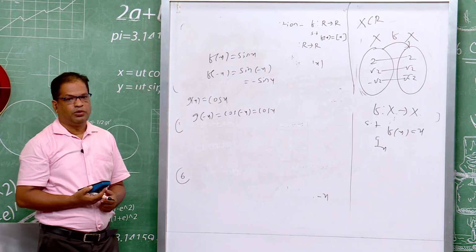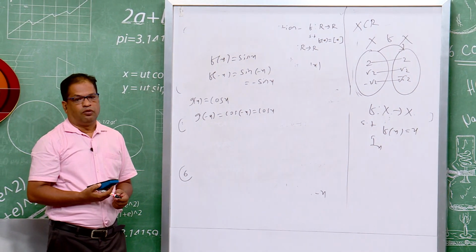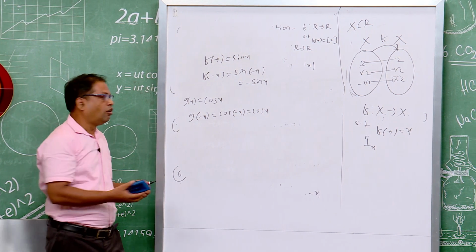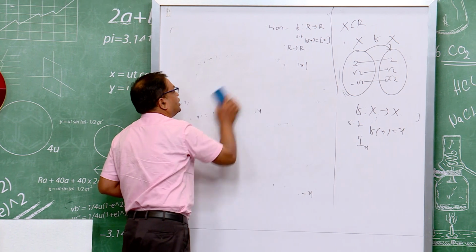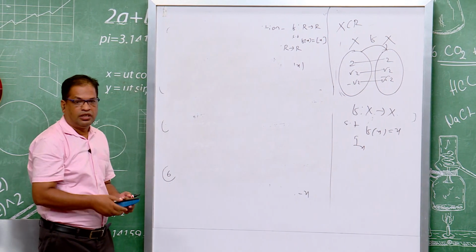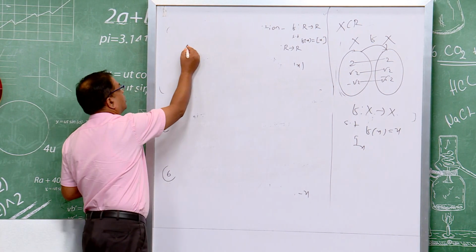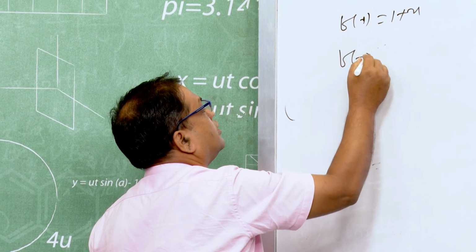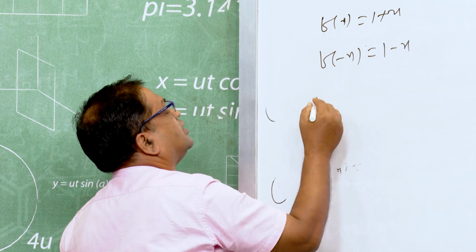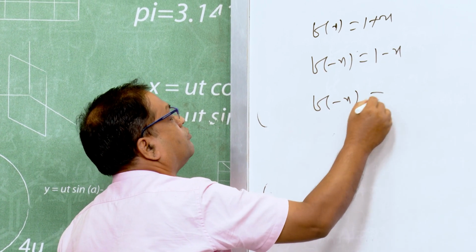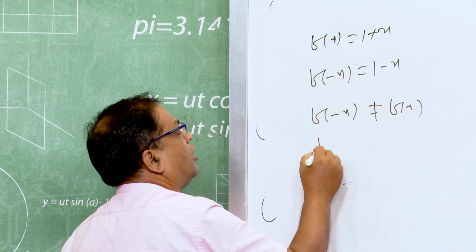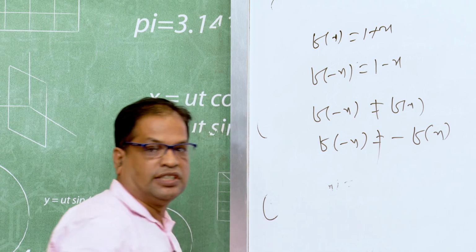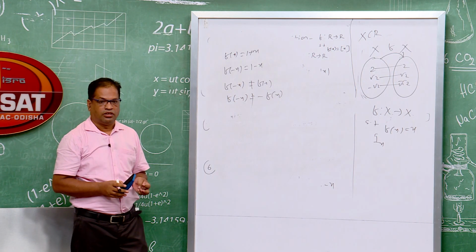So, a function may be even, may be odd, may be neither even nor odd, or both even and odd. Some examples are given. Suppose f(x) is equal to 1 plus x. So, f of minus x will be 1 minus x. So, f of minus x is neither equal to f(x), nor equal to minus of f(x). So, this is an example of neither even nor odd.